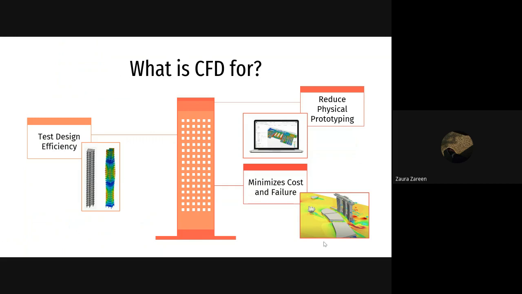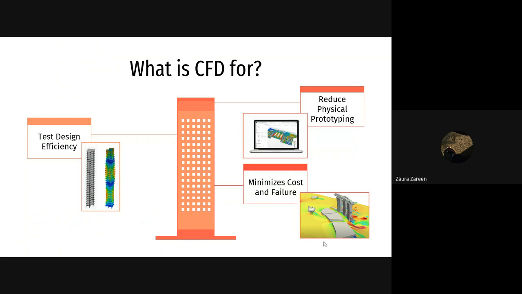So, I have brought forth 3 points. The first one being to test design efficiency, and this is because it is definitely a lot easier for you to test your designs through a certain medium. That medium refers to the CFD software, which has a lot of benefits that lead to the second point, which is to reduce physical prototyping. You don't really have to have a physical manifestation of your designs in order to test them. You can simply log into your computer and test the designs themselves.